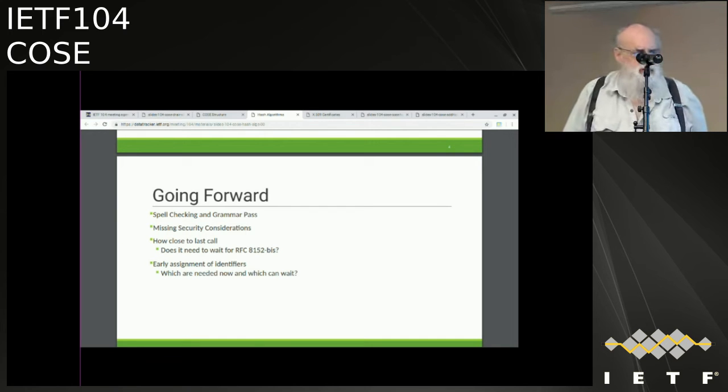The document is missing the security considerations at this point. And then there are just a couple of procedural questions. If SUIT wants to use this, then we need to do early assignment of at least some of the identifiers, the ones that they want to be using. And there's a procedural question in terms of timing. This potentially could be going into working group last call even before the BIS documents, if all I'm doing is writing security considerations and that's it.